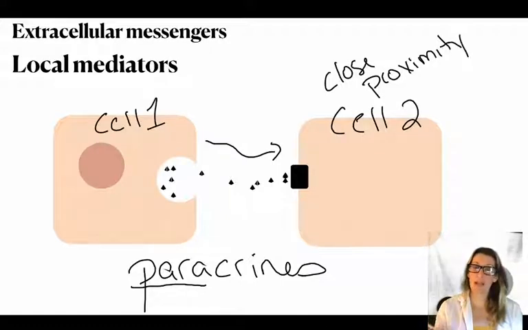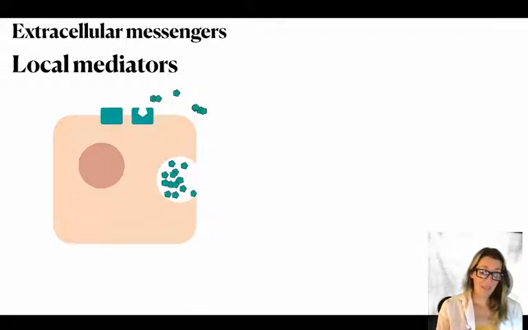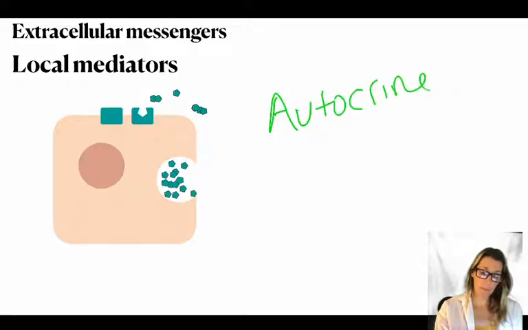Unlike hormones that have to travel a far distance in the blood, paracrines, when they're released from cell 1 to cell 2, cell 1 and cell 2 are close together. Unlike paracrines, there's another type of local mediator called an autocrine. In this case, we have our extracellular messengers that get released from the cell, and they act on the same cell. So an autocrine, auto is self. In this case, this messenger comes and acts on the same cell.